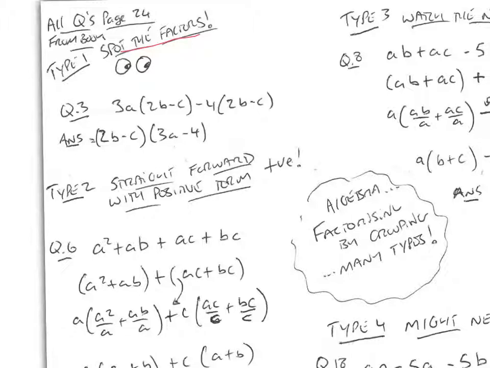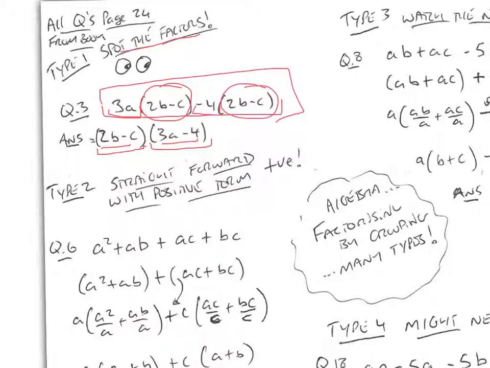So basically you're given a sum like this, and the idea is to note immediately the common factor, 2b minus c. Write that down, and the other factor is then 3a minus 4. If we multiply 2b minus c by 3a minus 4, we will get this term here. So those ones are easy enough.